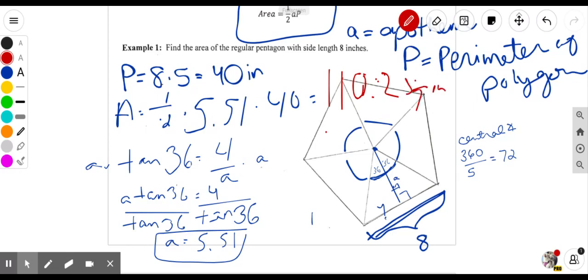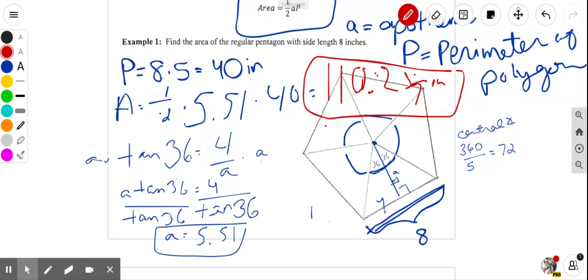Okay, I'm going to have to switch to the Elmo. I don't know why my stylus isn't working right now, but that's supposed to be 110.2 square inches. So that's that one. I'm going to end this now and switch over to my Elmo because this is not working. All right, so see you in a minute on video 2.